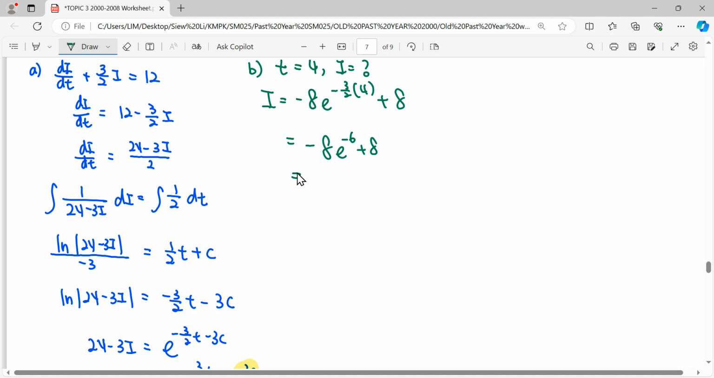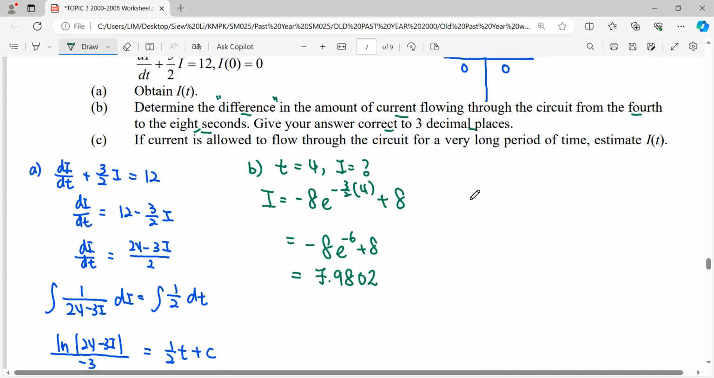Then we evaluate this by using the calculator. So it will give us 7.98016. We keep more decimals so that later when we find the difference, only then we correct it to 3 decimal places. So we give more decimals first, then we continue with finding the current when t equals 8.